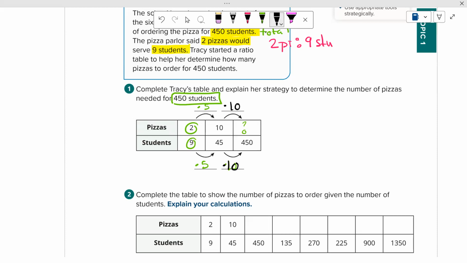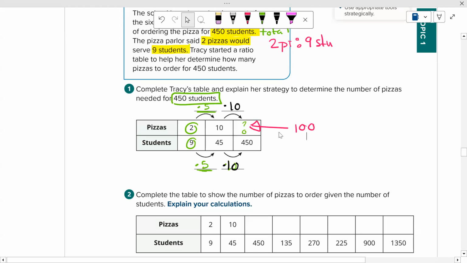So that's essentially what she did. We're using multiplicative reasoning skills. First, Tracy multiplied both the number of pizzas and the number of students by 5, as we've seen here, by 5. And then she did it by 10. Oh, then what should this answer be, I wonder? I forgot to write that down. So let's correct that. So 10 times 10 is 100. So 100 should go in this block.